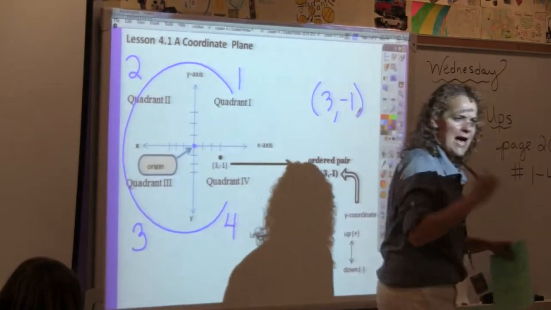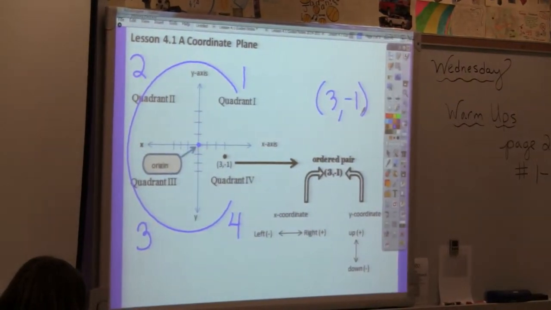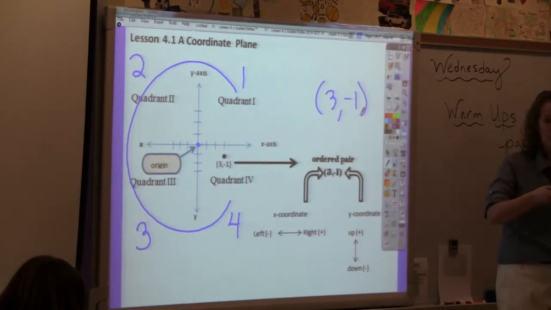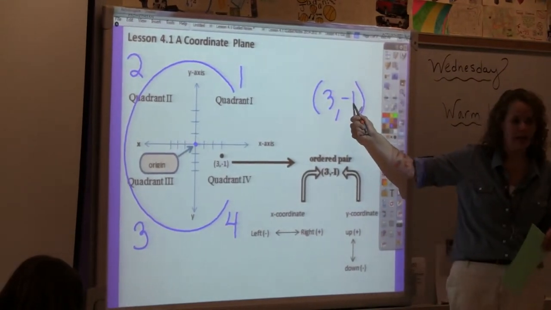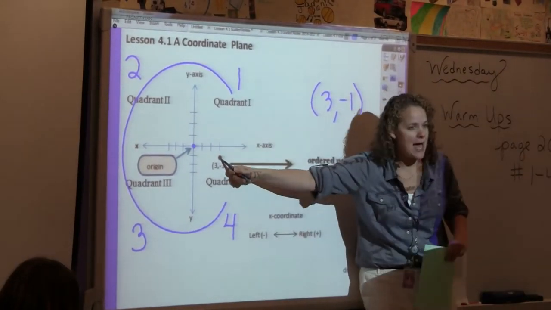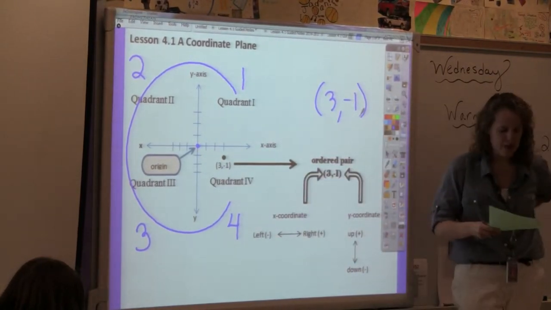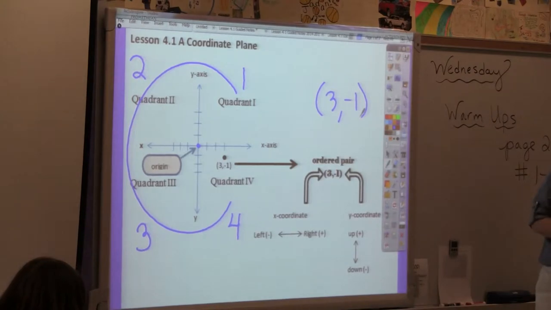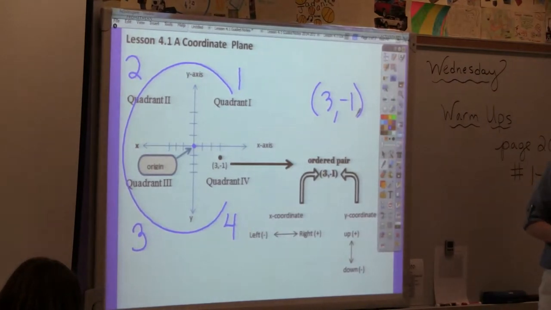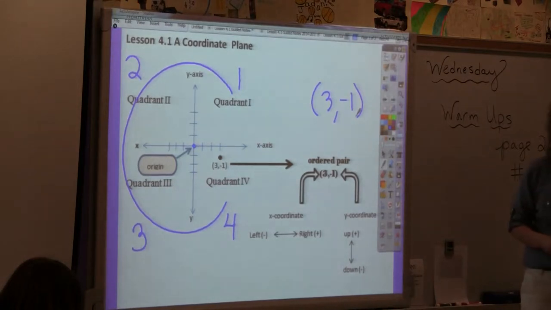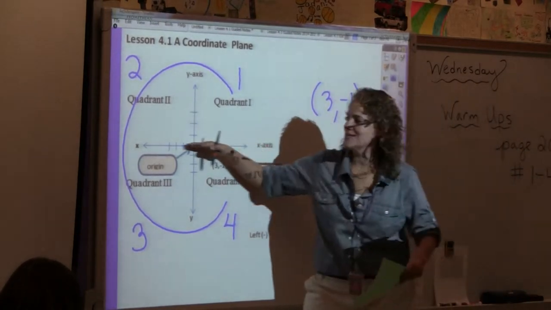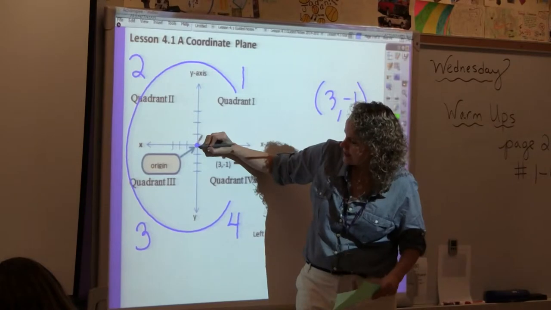Why did we have to go down 1? Good, because the y coordinate was negative, and so when it's negative you go down, it's positive you go up. So we graphed our point over here. Everything looking good to you? All right, what's that point where the x-axis crosses the y-axis? The origin. Good. The axes themselves cross at the origin.